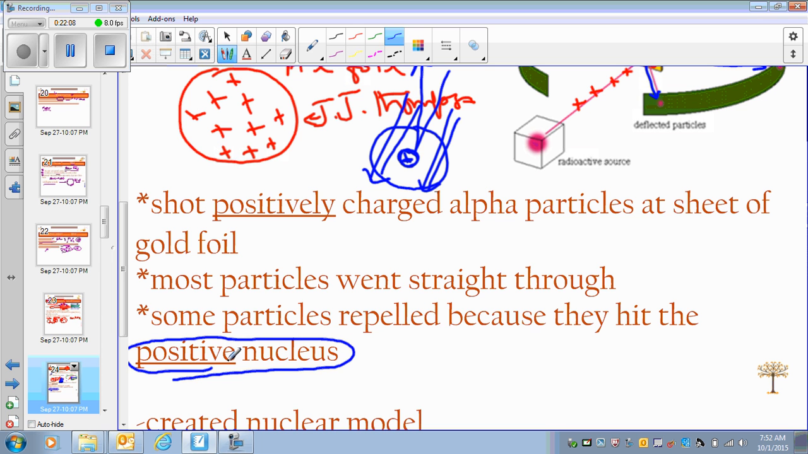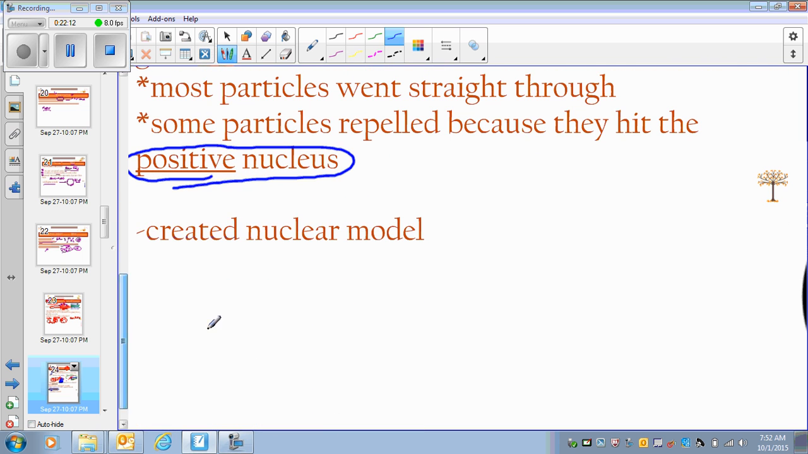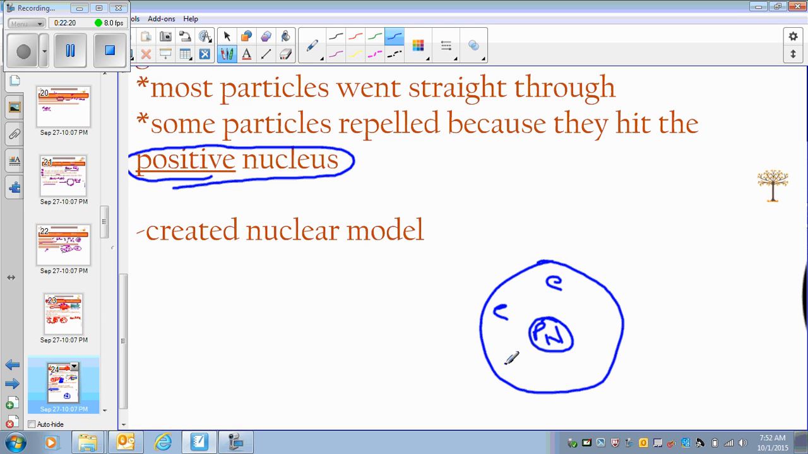So he was the first one who gave us the name of the nucleus. Okay, so he created a nuclear model. According to his nuclear model, there is a nucleus and he is the one who said protons and neutrons are inside the nucleus and electrons are around the nucleus.